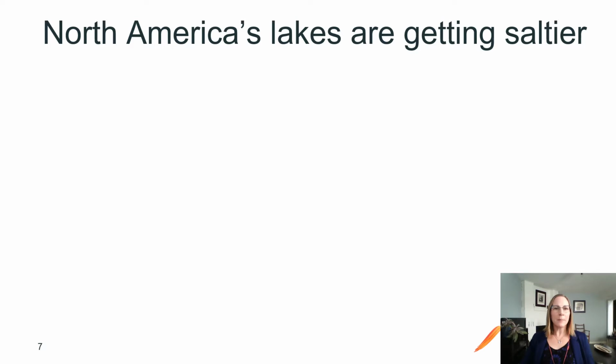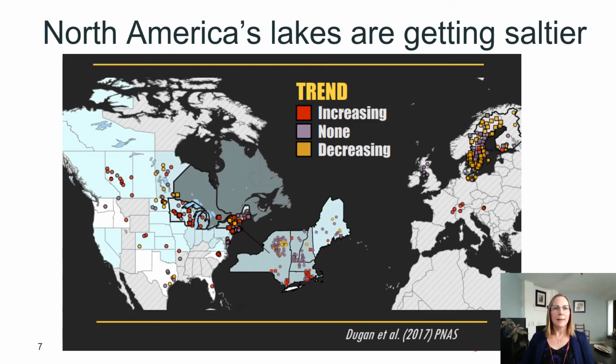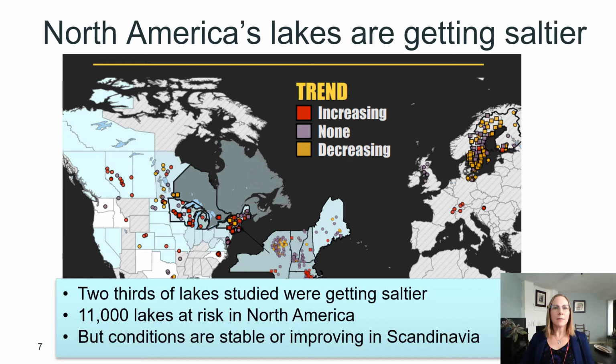I want to take a big step out and look at North America's lakes. In a study done by Hilary Dugan at the University of Wisconsin, they reviewed all long-term water quality monitoring data from North America and found that two-thirds of the lakes that had data had been getting saltier. Lakes that had roads or parking lots in their catchment areas were those that were most at risk. She found that only 1% impervious surface in a catchment was enough to cause impacts. Expanding out across North America, they found that 11,000 lakes had characteristics that would make them vulnerable to winter salt.